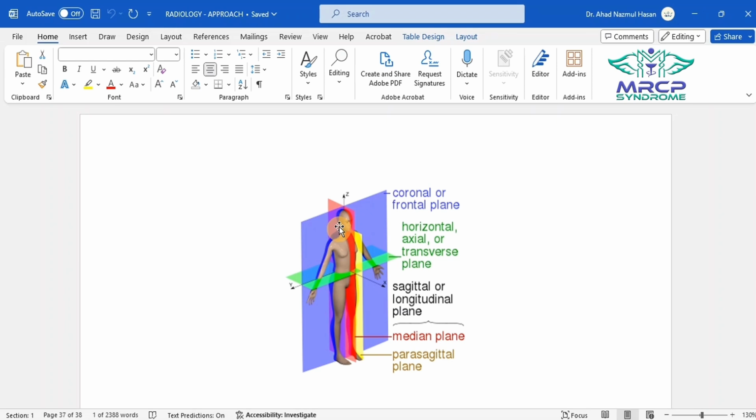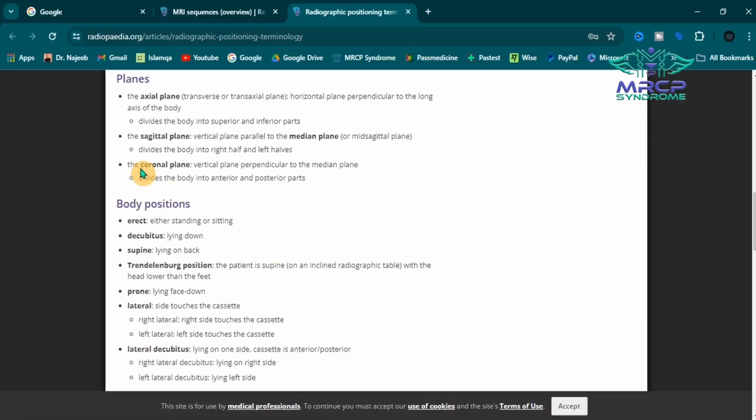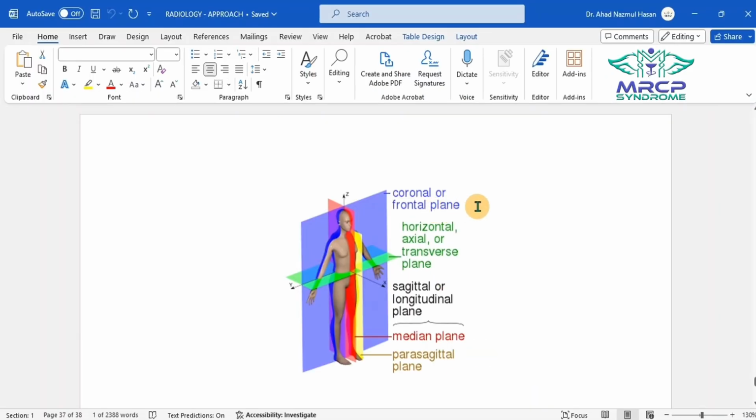plane or frontal plane. Or also you can remember during the coronavirus attack, during COVID, we used to wear a mask in the anterior portion of our face. So the COVID or coronal or frontal plane will differentiate into anterior and posterior segments. So the coronal plane is a vertical plane perpendicular to the median plane, and it divides the body into anterior and posterior parts.